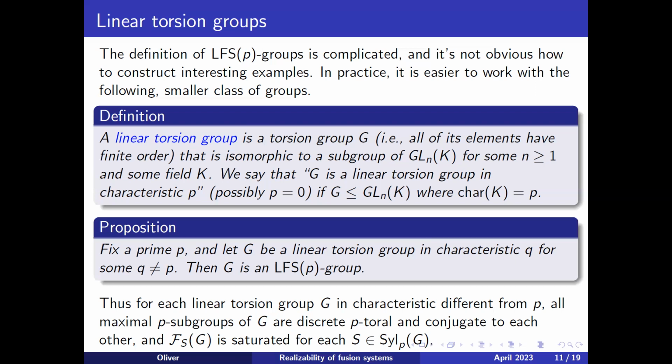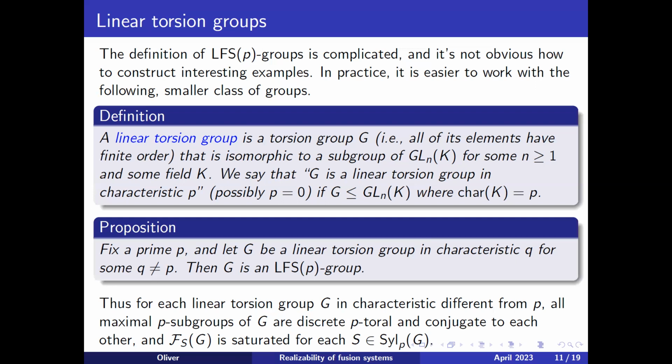And let me just note that in particular, GL_n of the algebraic closure of F_q is a linear torsion group in characteristic q, and so that's a locally finite LFS of p group for all primes p different from q.